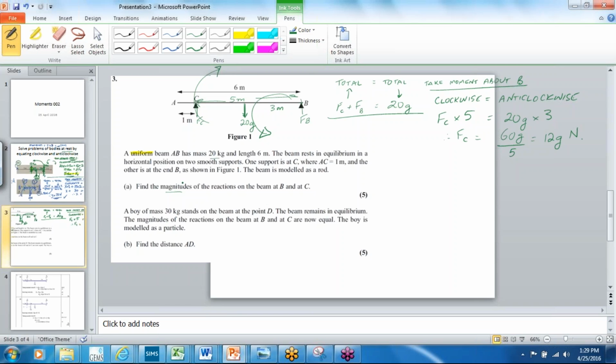Did it say? No, it didn't say. If you did turn it into a decimal, I would leave it at 1 decimal place, or there's often instructions, but 1 decimal place is possibly enough for this question. And now that we know the force of C acting up, the reaction on the beam at C is 12G newtons. Therefore, the reaction on the beam at B will be 8G newtons.